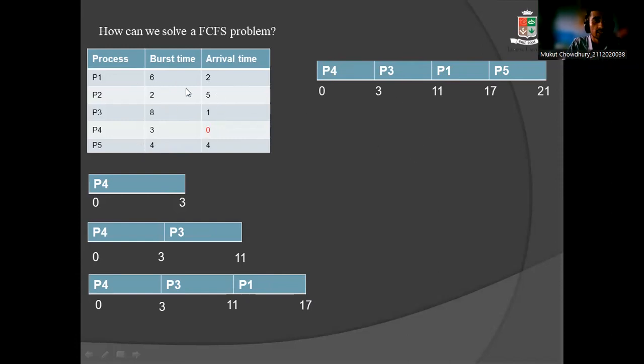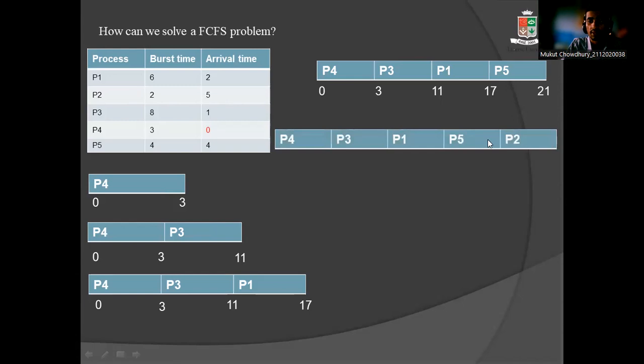And at last, the arrival time of P2 is 5, so after P5, P2 will come and complete its job. The starting point of P2 is 21 and its burst time is 2, so the ending point of P2 is 23. That's the solution of the FCFS problem. So we can solve the problem in this way.